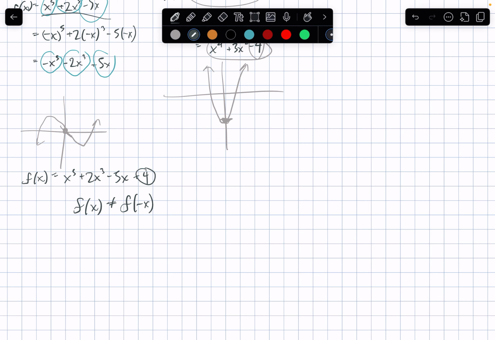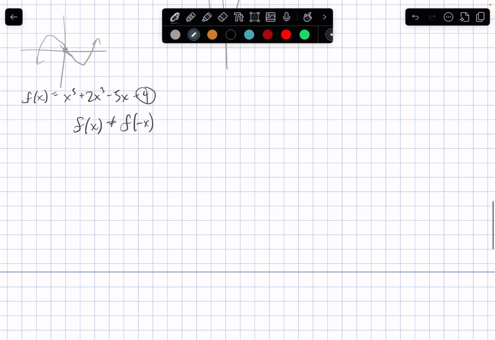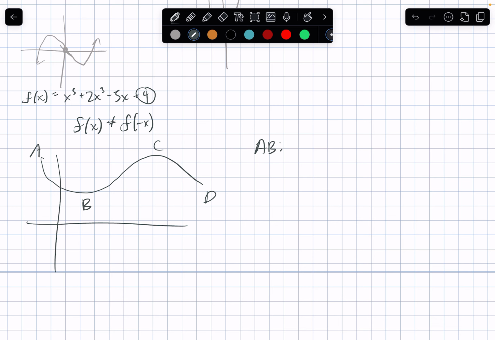Okay, let's go to... This is just going to be fast. Increasing and decreasing functions. So say this is a, this is b, c, and d. So from a to b, it's a decreasing function. So your y decreases and then your x increases. Let's say b to c, that's going to be an increasing function. So your y increases and your x increases also.